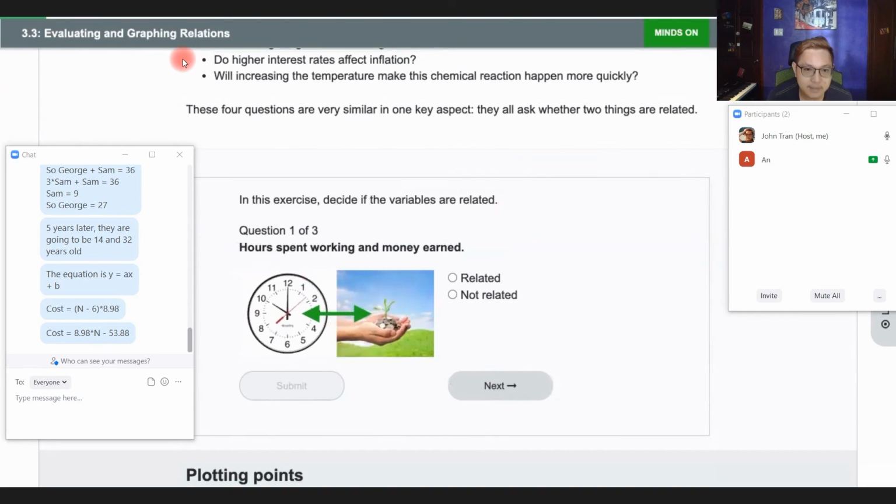Yes. Time spent working and money earned. Yeah, I think this is the most practical one. This is the most practical one. Time spent working and money earned, yeah.